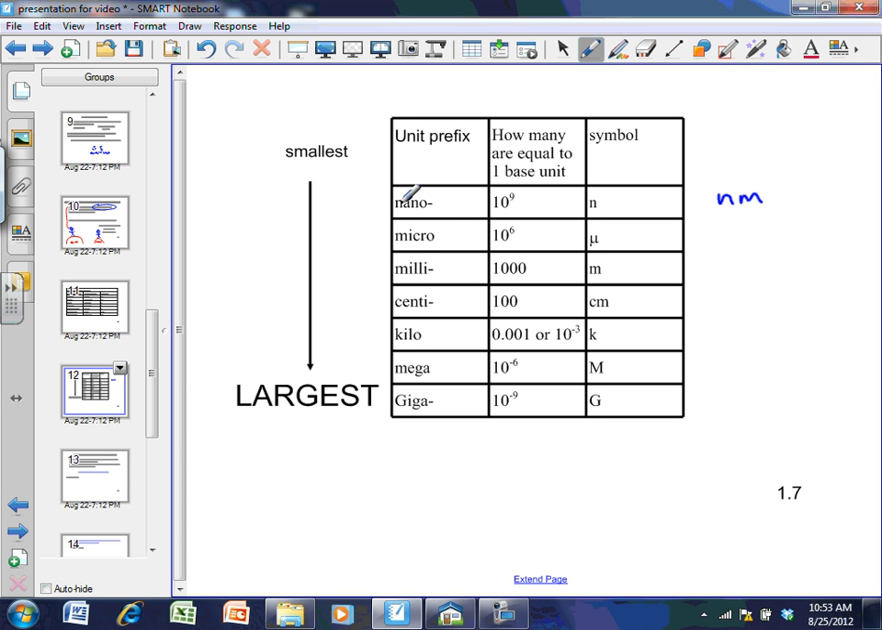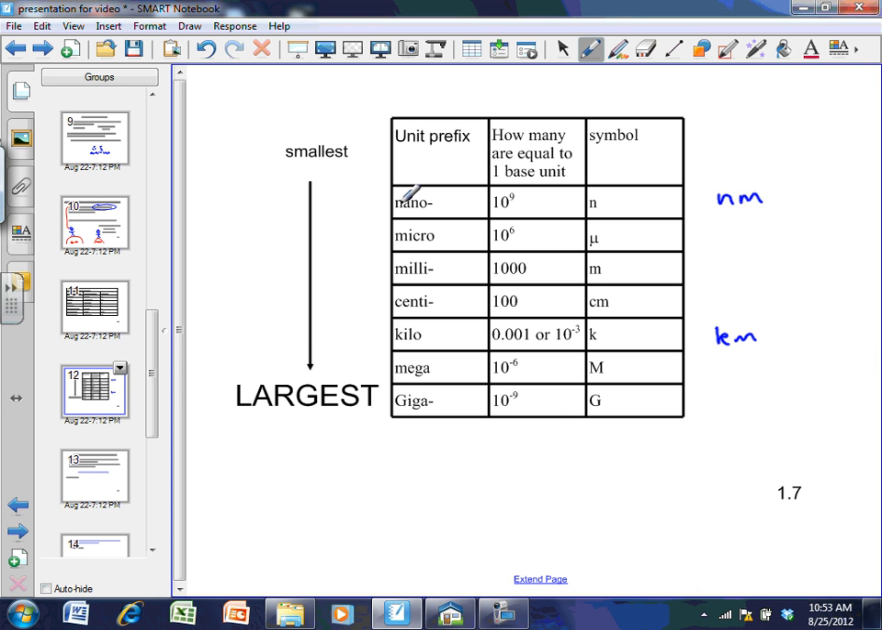If I were measuring the distance between two cities, I might use kilometers, because I want a bigger unit. And why? Because there's 1/1000th of a kilometer in a meter, which means there's 1,000 meters in a kilometer.